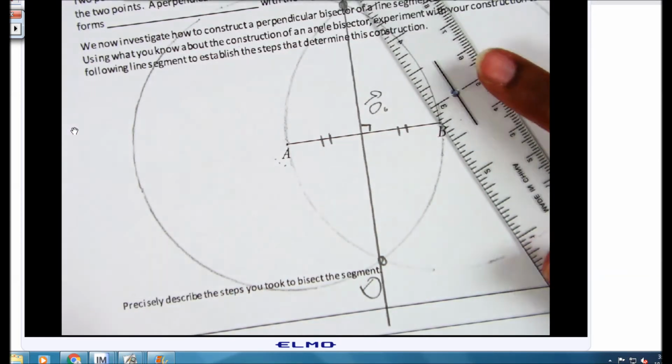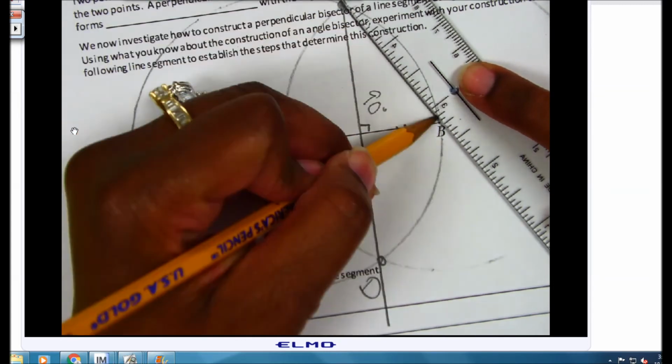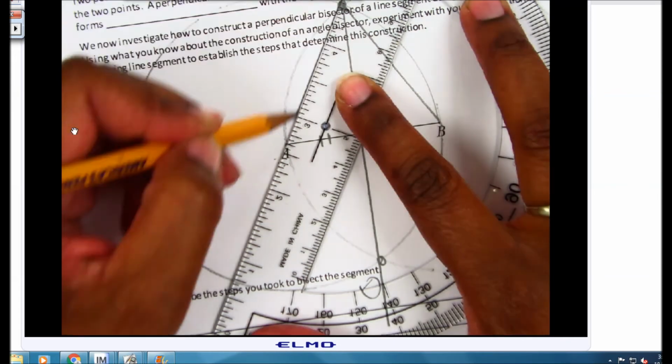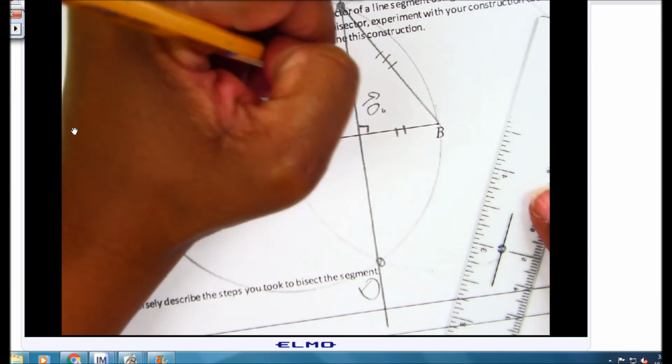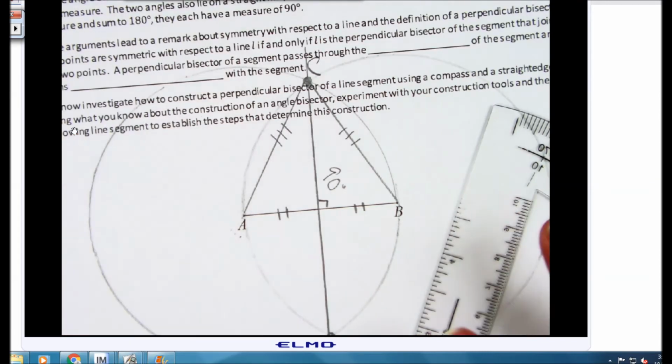Further discovery will lead us to understand that it will create an isosceles triangle at the very least, because these two sides will be congruent. We'll get into more discussions about triangles later in the module. But these are the steps to create an angle, not an angle bisector, I'm sorry, to create a perpendicular bisector.